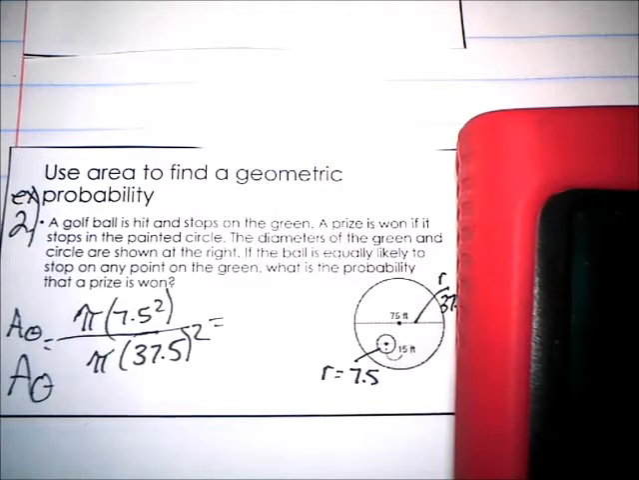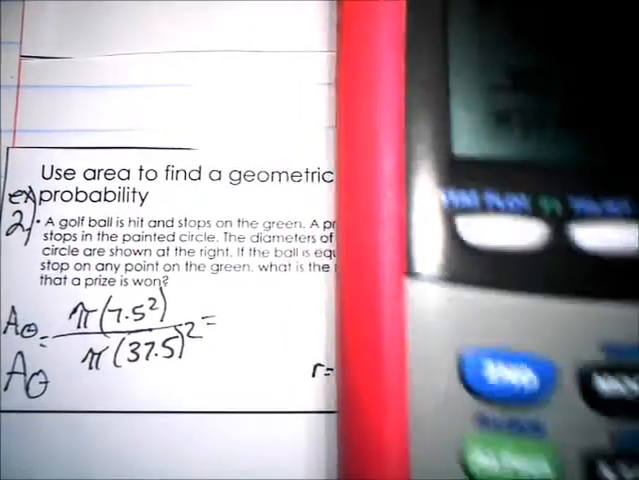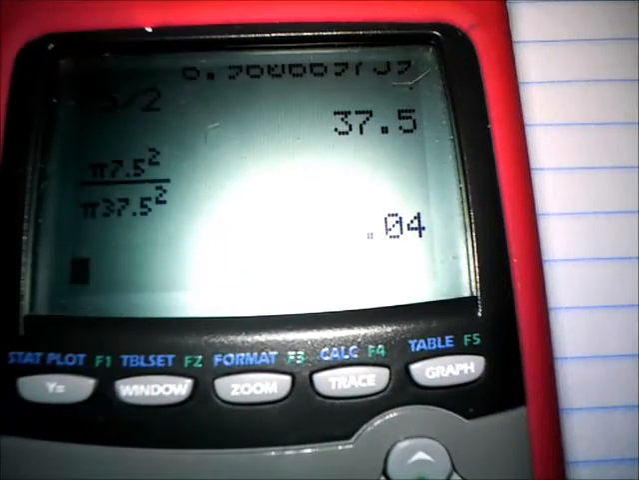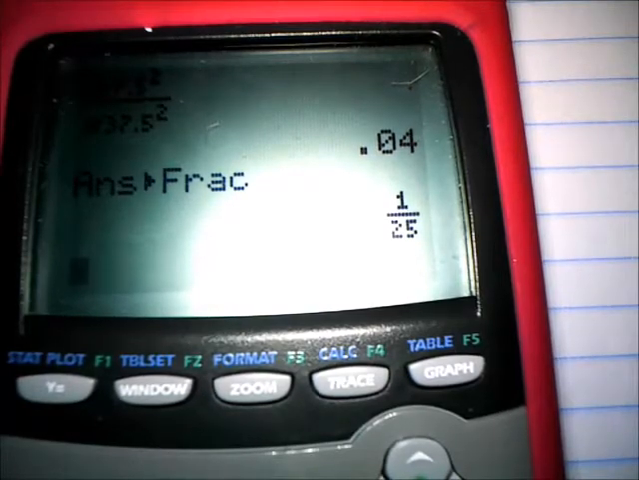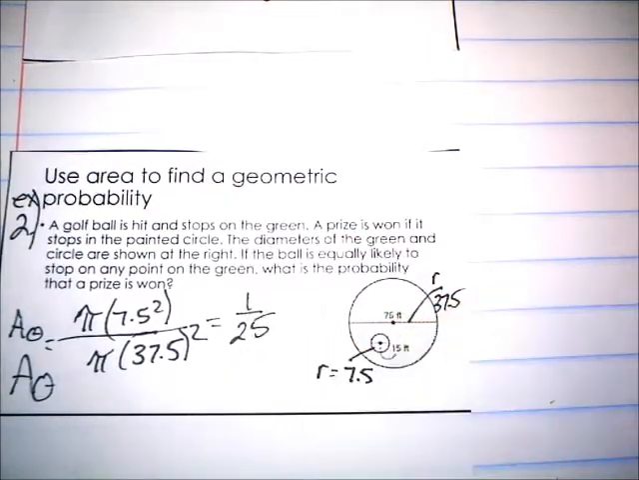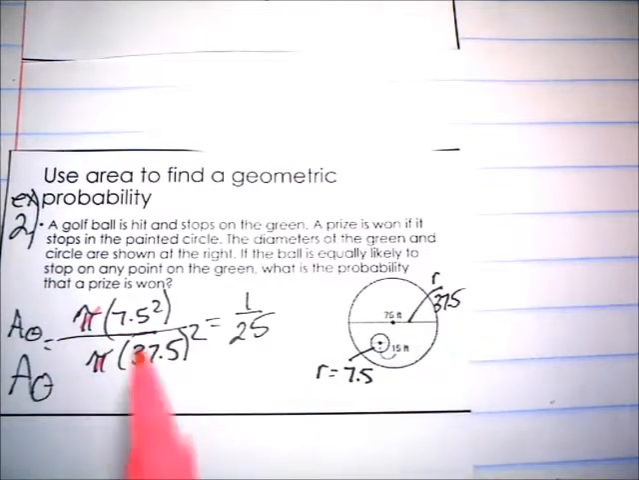Okay, so I have placed it in my calculator. If I push enter, it gives me 0.04 as an answer. Now I want this as a fraction, so let's see if I can make it a fraction. There's my fraction, 1 over 25. And you might be able to see that since there's pi on top and bottom, those cancel out, and all I'm left with is these numbers that will reduce to 1 over 25. That's the probability that the ball will land in this little white circle, once out of 25 times.